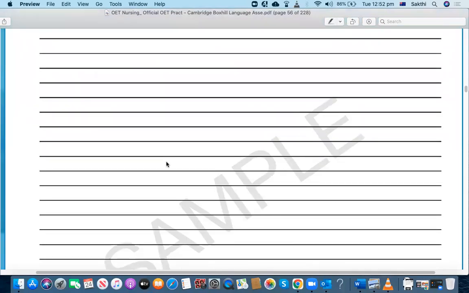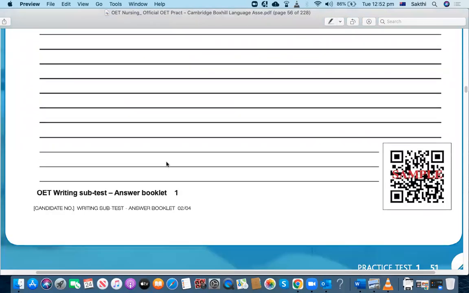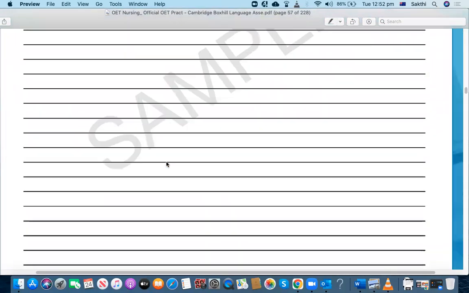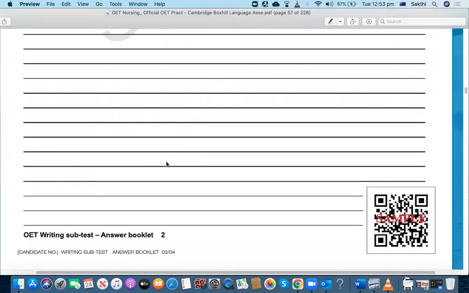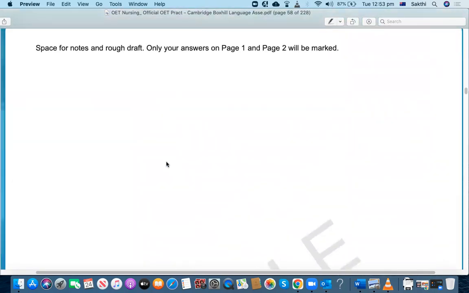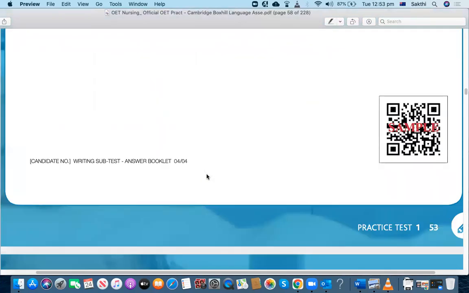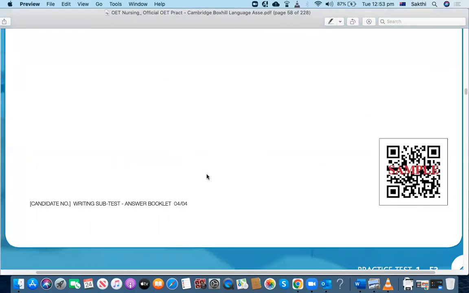So it's going to have lines like this. You have to write only on the lines, not on the draft pages. This is going to be page 2, and then look at the next one. This is going to be the draft paper. It's only the draft, so do not write down any answers here. If you do write, they won't be marked, unfortunately.